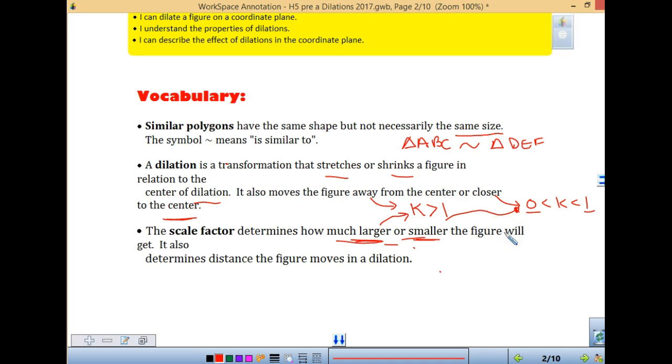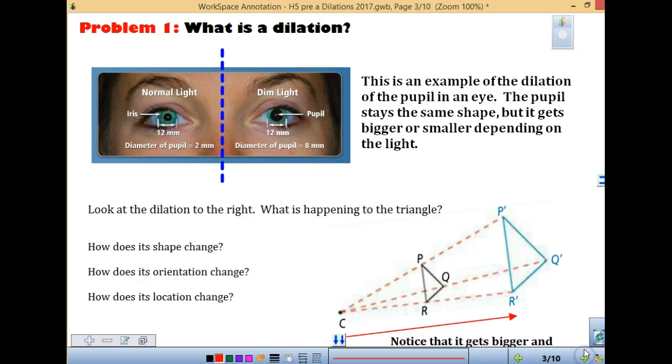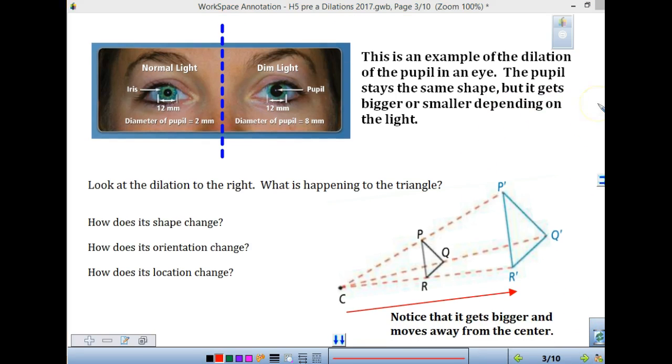Okay? If you look at that next picture going down in your notes, okay, this is where a lot of people think of dilation. Sanjay, would you please read where it says this example? This is an example of the dilation of the pupil in an eye. The pupil stays the same shape, but it gets bigger each time, depending on the light. So if we are looking at that, it says, look at the dilation on the right. What happened to the triangle? How does its size change?